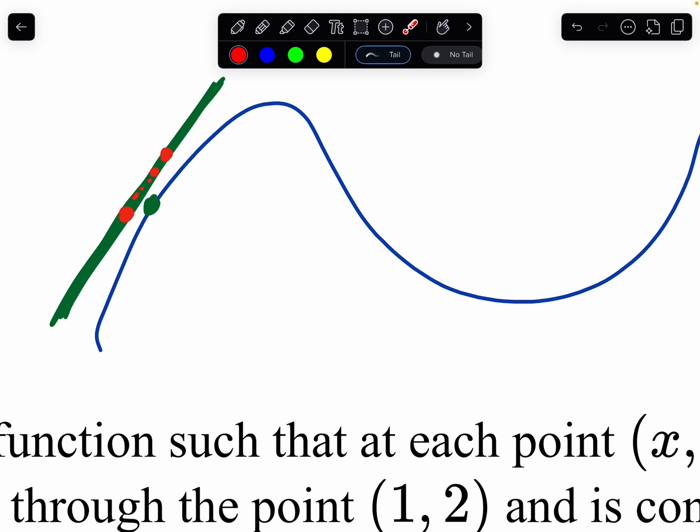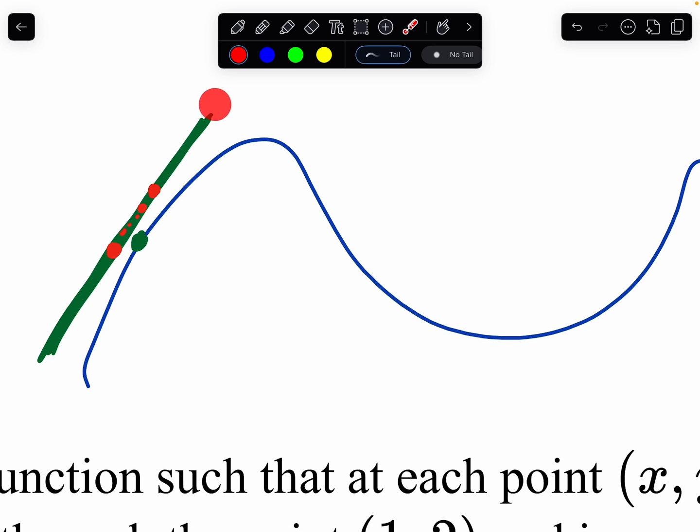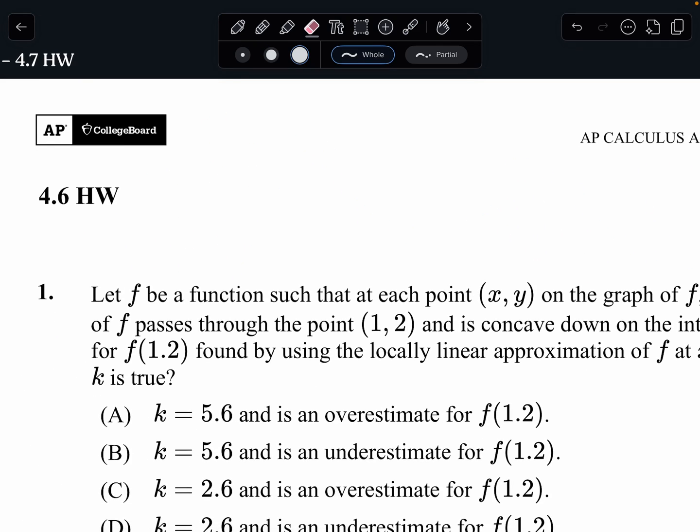But the further you go away from the point that they give us, the less accurate the approximation becomes. But if we use points very, very close to the point that they give us and plug those into our tangent line, we can approximate values of the curve using the tangent line. And that's essentially the idea of linearization.